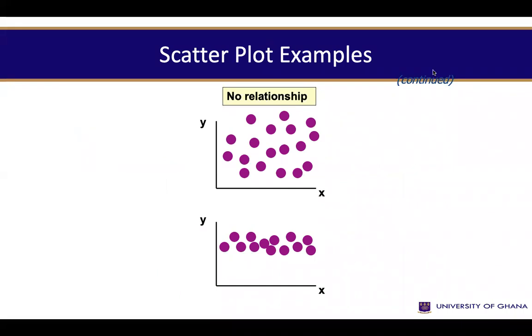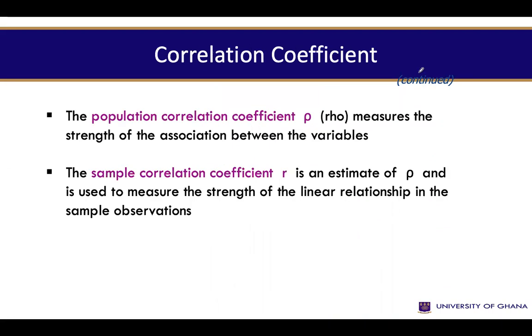Then there is also the situation where there is no relationship at all, right? We don't see any pattern, whether any linear pattern. This one for instance, and then this one for instance. Okay, all right. So one way of determining the strength of a linear relationship between two variables is by using the correlation coefficient. The correlation coefficient measures the strength of the association between the variables. Once again, the correlation coefficient measures the strength of the association between the variables.